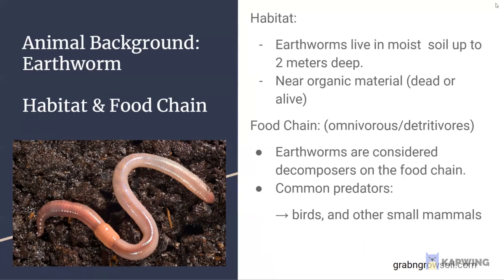They are known to help the ecosystem they reside in by breaking down and recycling the matter from dead plants and animals, as well as the waste products, and returning it to the soil, which in turn fertilizes the soil. Since earthworms are decomposers, they are towards the bottom of the food chain, which also means that they are prey to most animals, but most commonly to birds and other small mammals.